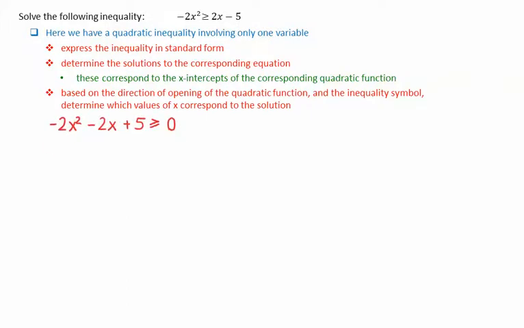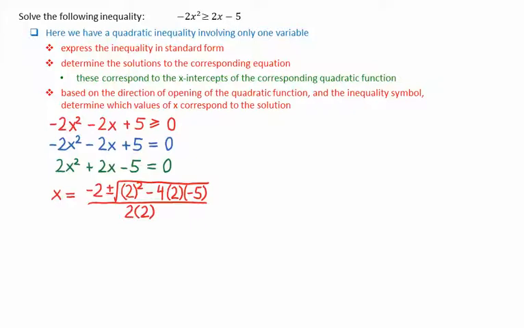First, by subtracting 2x and adding 5 to both sides of the inequality, we can put it into standard form, leaving a 0 on the right-hand side. We will then solve the corresponding equation. In order to solve this equation, I will divide both sides by -1 so that the term beside the x squared is positive. In order to solve this, we will have to use the quadratic formula.